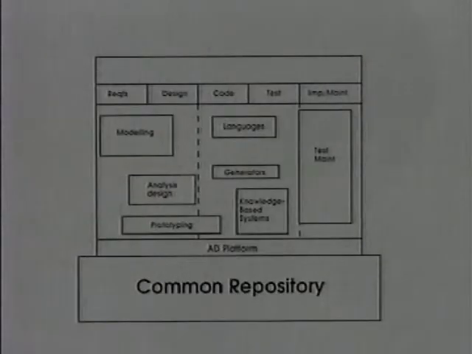Here's a picture of the kinds of things that IBM likes to talk about within AD Cycle. And the foundation of IBM's AD Cycle strategy is a common repository, which contains everything you're ever going to want to know about your system, your applications, and ultimately about your business. In a way, the repository is a computerized, cross-reference version of the manual documentation for all your applications.